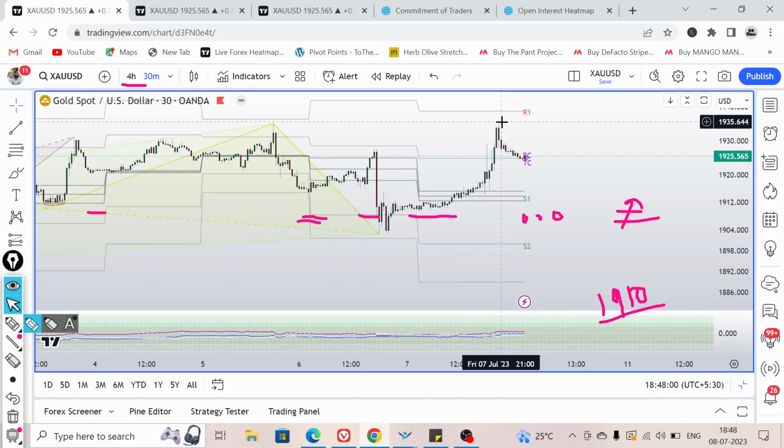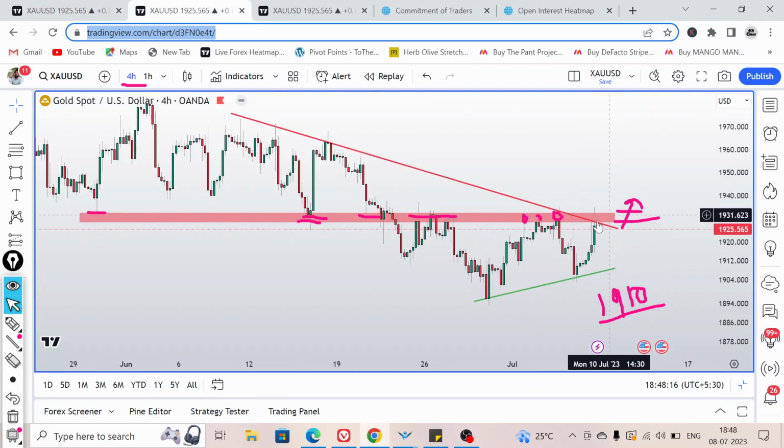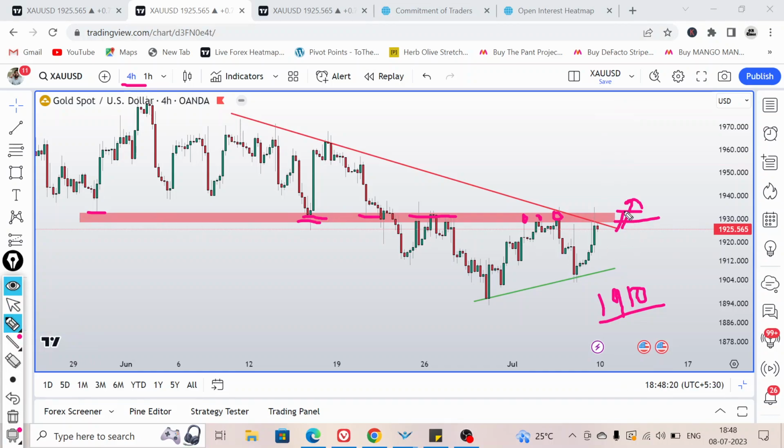Data also helped the bulls get momentum, and we have seen a good bullish move from the Friday trading session. So for the upcoming week, what we have to look for is how price is going to react on this zone. If price is able to break, then we are going to look for buy opportunities only.